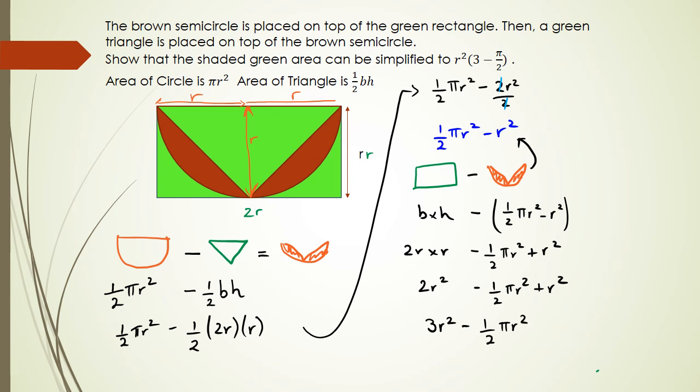And we can actually take out r squared as a common factor. And we end up with 3 minus pi over 2. And that's what we were looking for at the beginning.